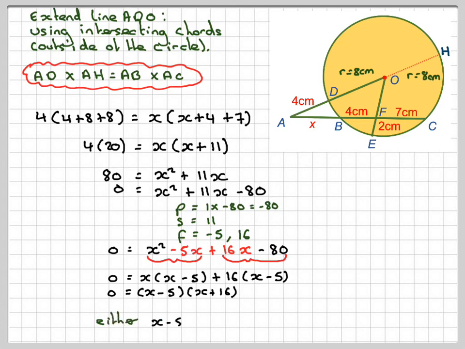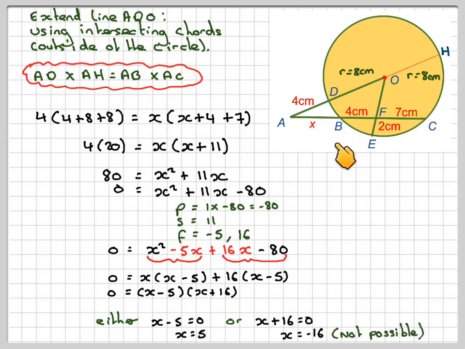So either x minus 5 is equal to 0, which means x is equal to 5, so that's okay. Or x plus 16 is equal to 0 and x is equal to minus 16. That's not possible. We can't have a negative length in this situation. So therefore there's just one answer, which is this one here, that x is equal to 5 centimetres.